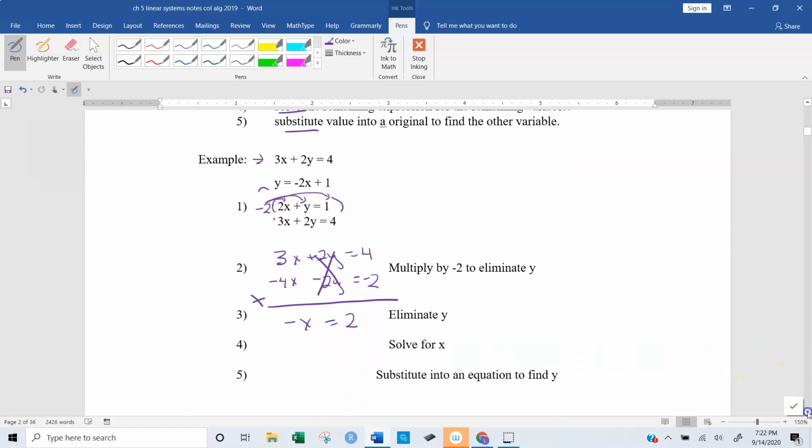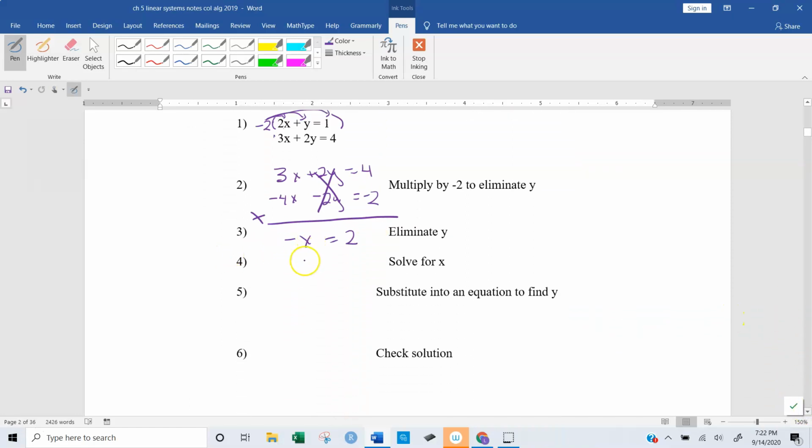I need some more room. All right, so we got -x equals 2, so that means divide by a -1. So x equals -2. We have to pick one of these to substitute it back into. Let's do the top one this time. So now I'm going to plug in -2 for my x. So 2 times -2 plus y equals 1. -4 plus y equals 1. So y equals 5. So our solution is -2, 5.